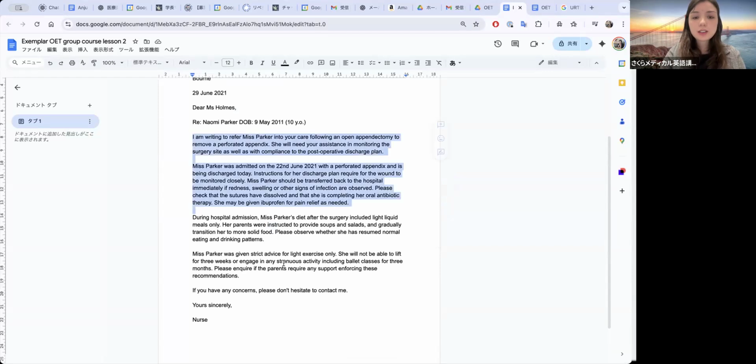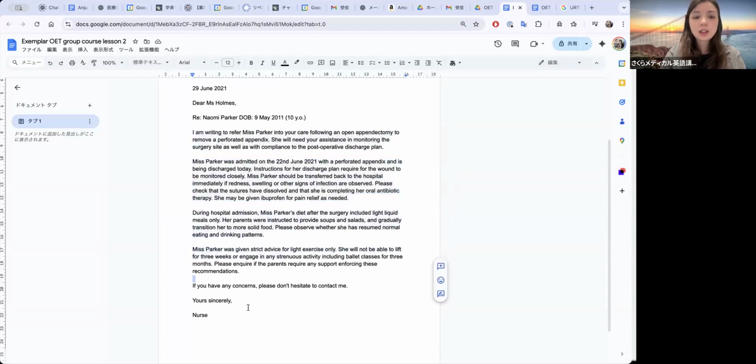But yes, so this is pretty much the OET writing task. You want to always end it with yours sincerely for OET if you know the name of the person. If you don't know the name of who you're writing to, let's say if it's just the community health team and you're not given a specific name, then you're going to write yours faithfully.